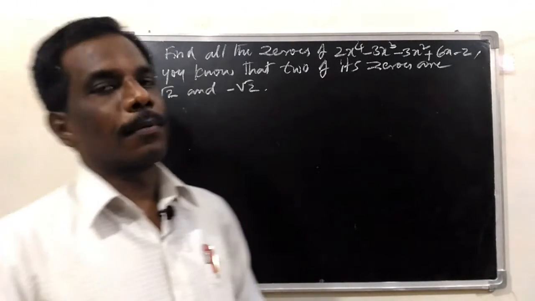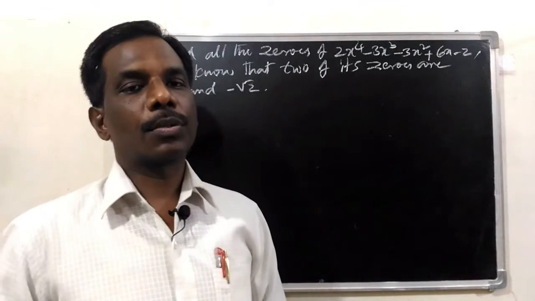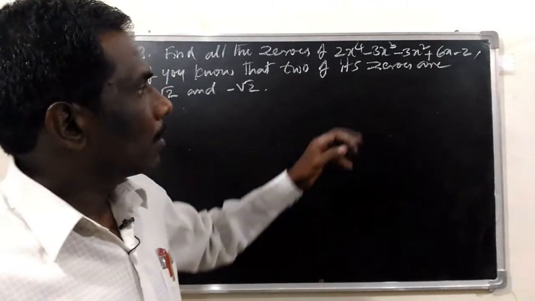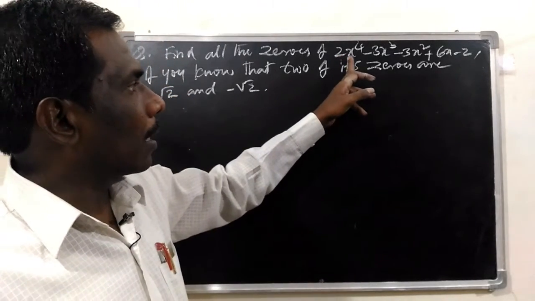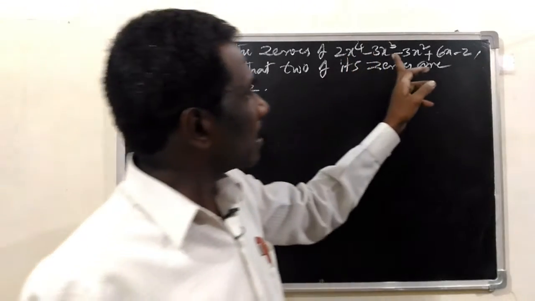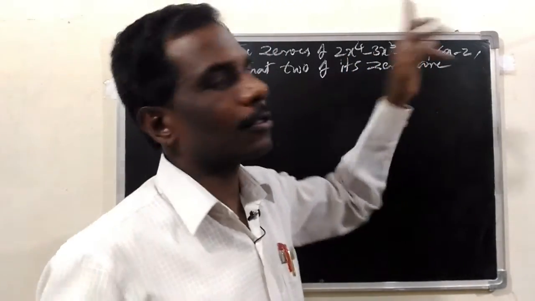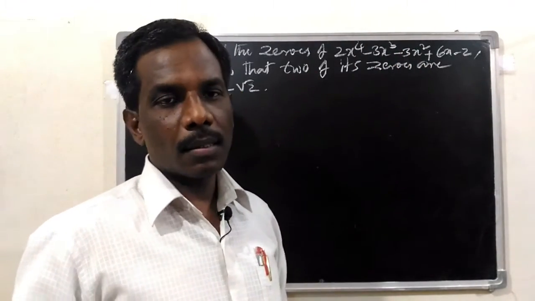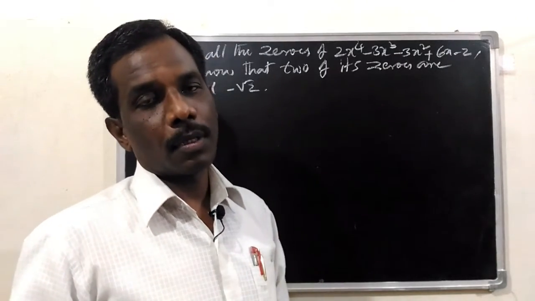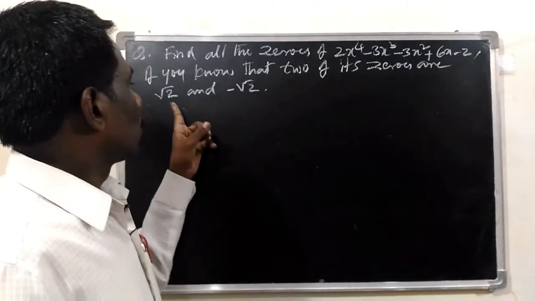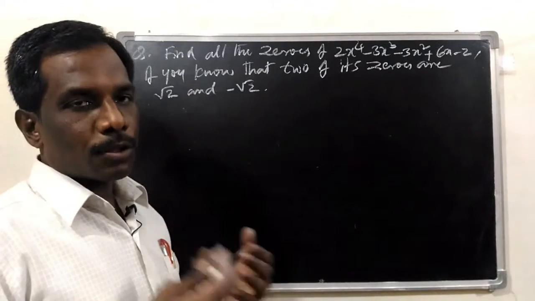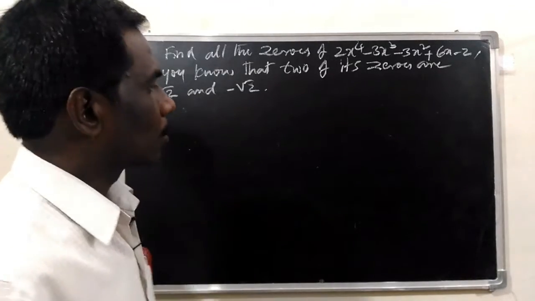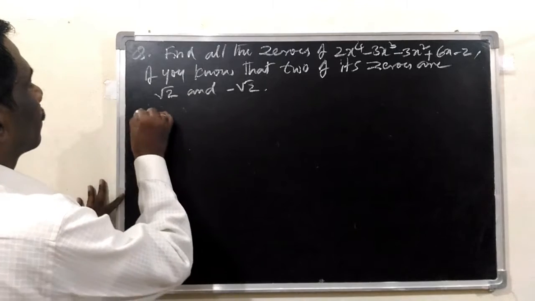So I told you already the number of zeros depends on the degree of the polynomial. Here the given polynomial is 2x power 4 minus 3x cube minus 3x square plus 6x minus 2. Its degree is 4, then it should have 4 zeros. But in this problem, they gave 2 zeros and asked to find out 2 more zeros. Let us go find out 2 more zeros.